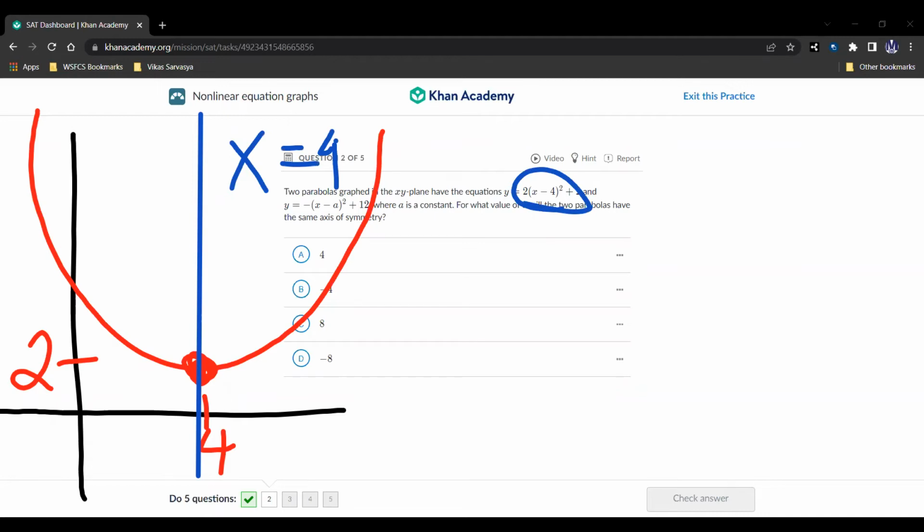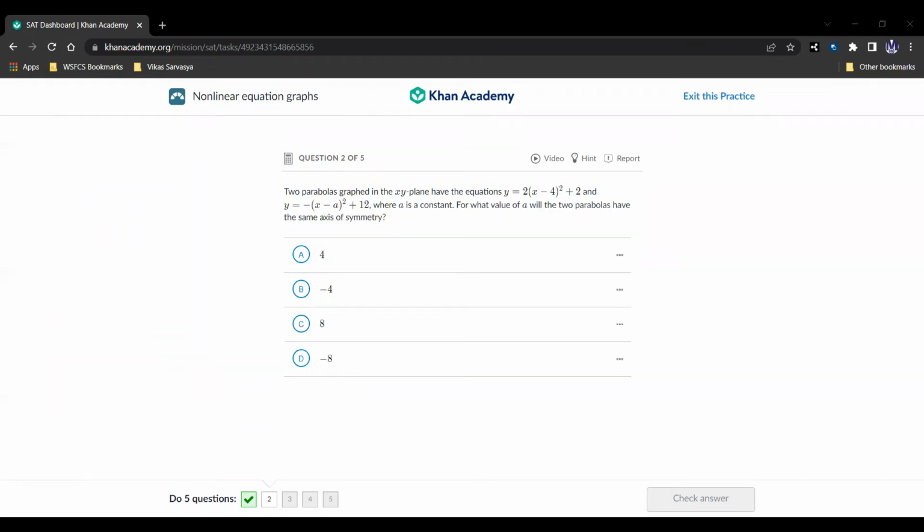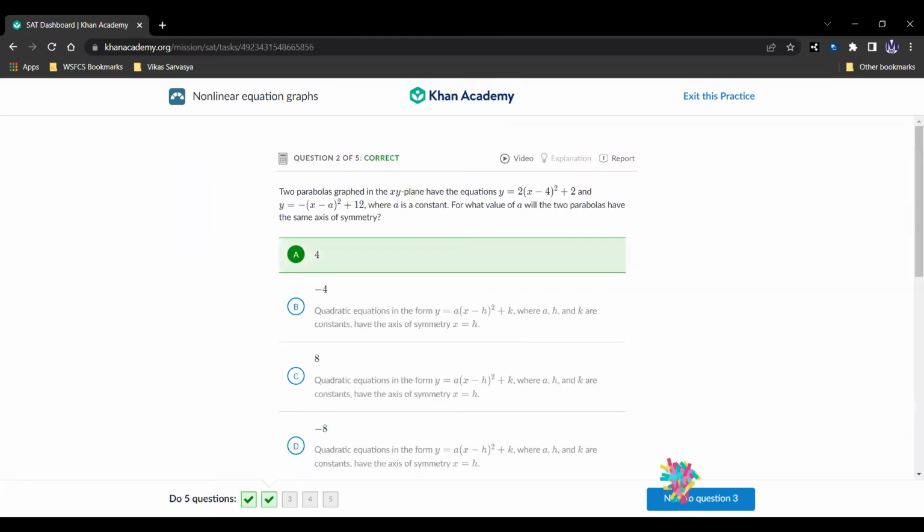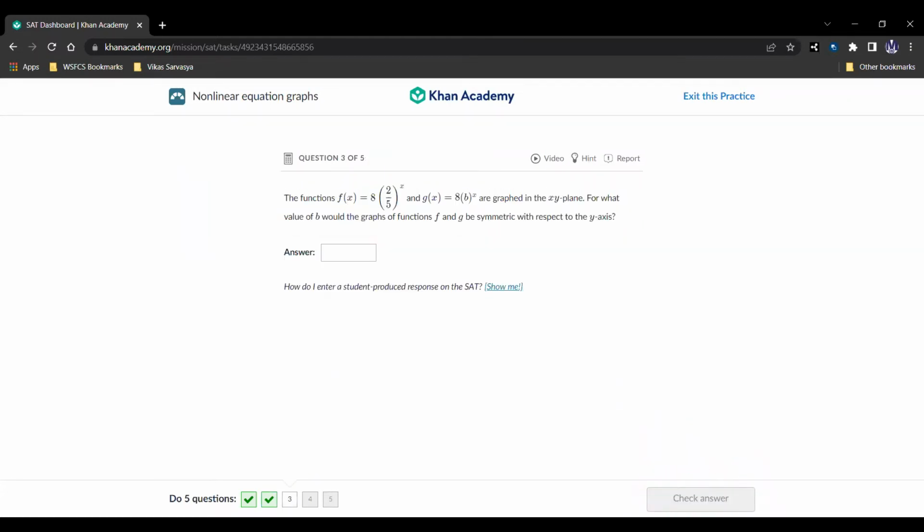So a has to be equal to 4 so that it can have the same axis of symmetry, even if it's something different, like it's going to be something like this, right? Or actually, since the constant is bigger, it's going to be something like this. But it'll still have the same axis of symmetry if it still has x equals 4, or a equals 4. So a is going to be equivalent to 4. Looking at our answer choices, that is, a is 4. So that is our answer, and let's move on.